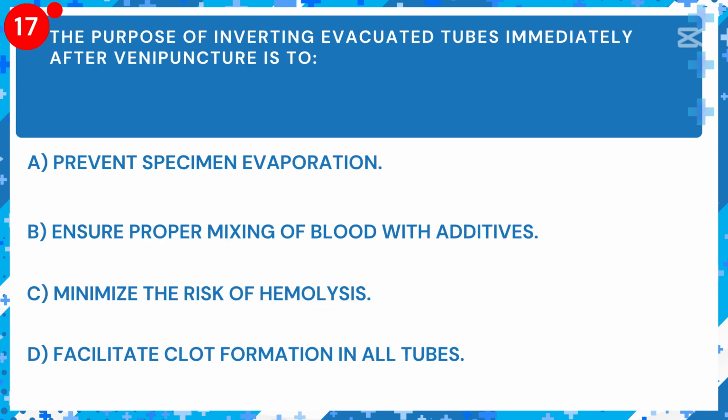Question 17. The purpose of inverting evacuated tubes immediately after venipuncture is to A. Prevent specimen evaporation. B. Ensure proper mixing of blood with additives. C. Minimize the risk of hemolysis. D. Facilitate clot formation in all tubes.